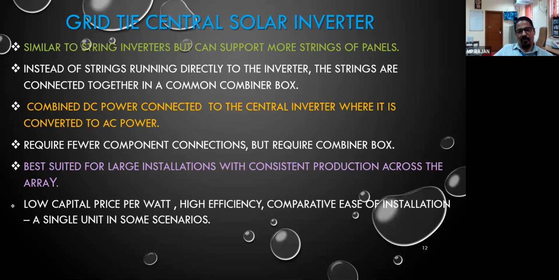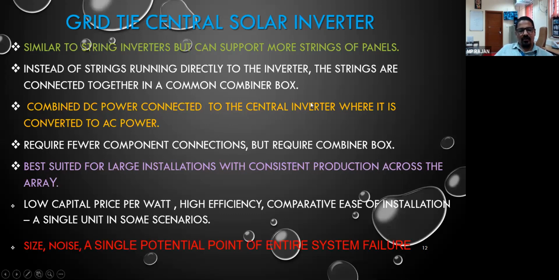But it has some other problems also. Once the central inverter becomes faulty, if it goes bad, the whole system is down. So you cannot supply solar power to the grid. That is the disadvantage. Since this is a bigger unit, its size is big, and it creates a lot of noise. And most probably this will be an outdoor unit. You should have all the protection.